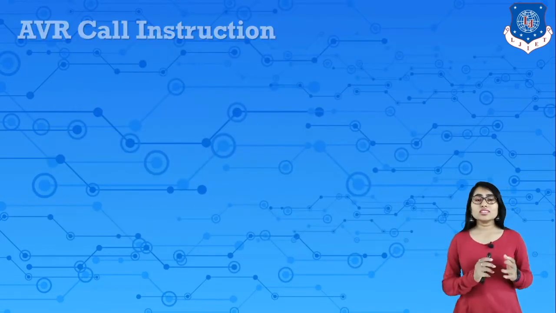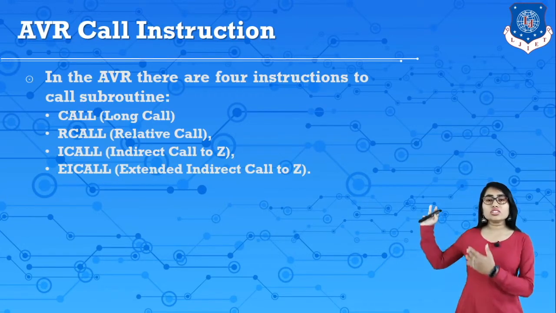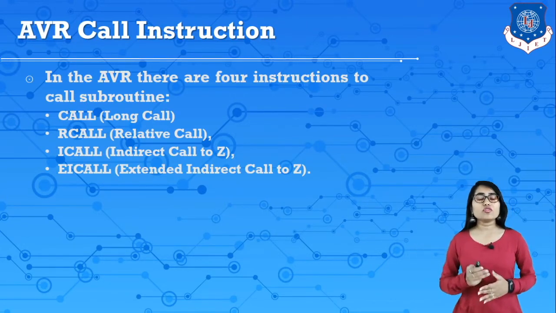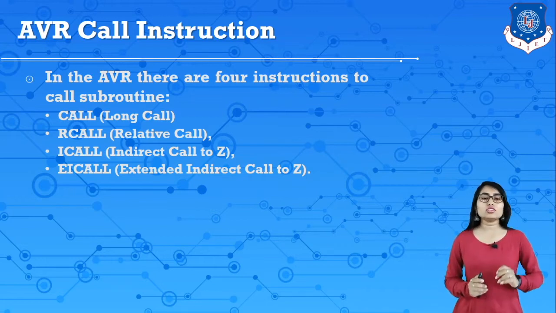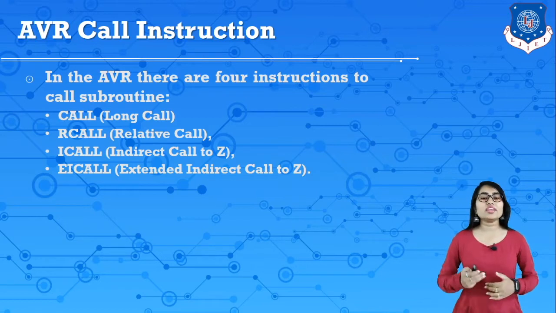So the AVR call instructions can be classified into these 4 categories. There are 4 instructions to call a subroutine: CALL, the simple call instruction, that is long call; RCALL, that is relative call; ICALL, that means indirect call to Z; and EICALL, that is extended indirect call to Z. Let's discuss all 4 instructions one by one.